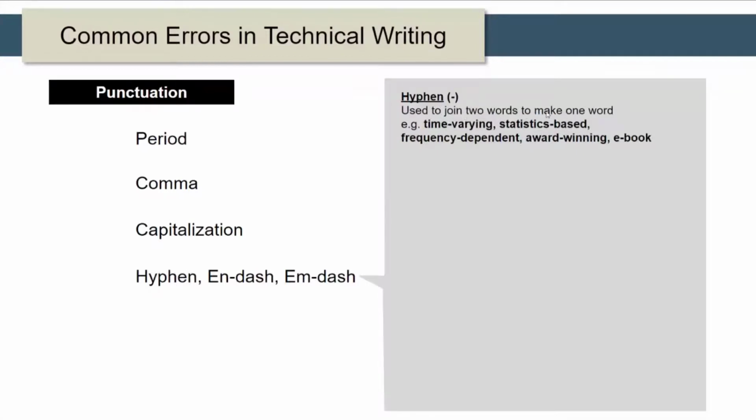It is used to join two words to make one word. And in this, one word will be more important and the second word would be less important, would be supporting. So for example, time-varying. I joined the word time and varying. The moment I have combined this, this has become one single word, right? And time is the more important aspect and varying is like a description of this time. Statistics-based. Statistics is the main thing and based is some sort of descriptor for statistics, right? So this is where you use hyphen.